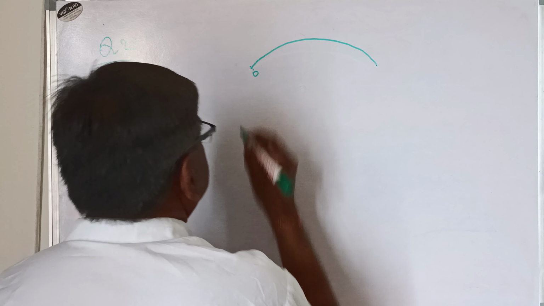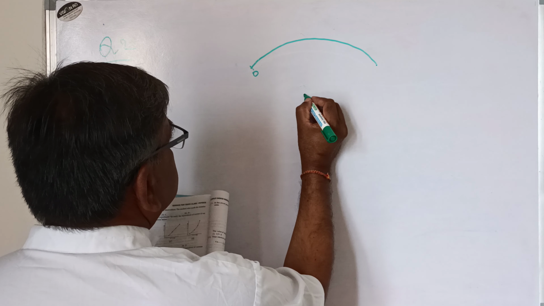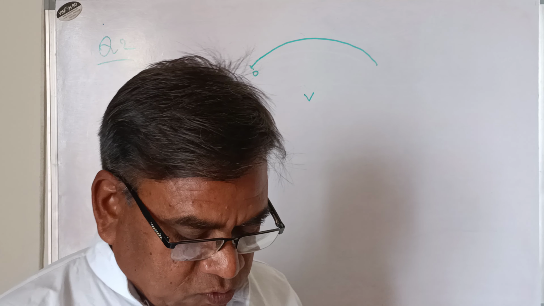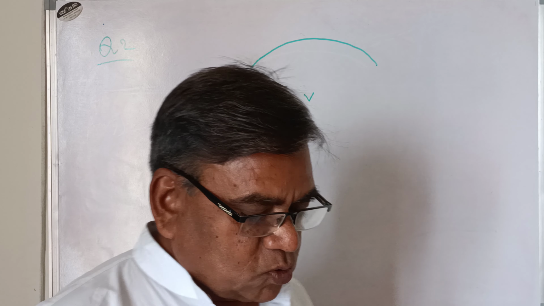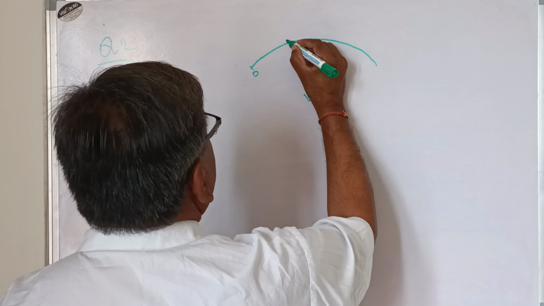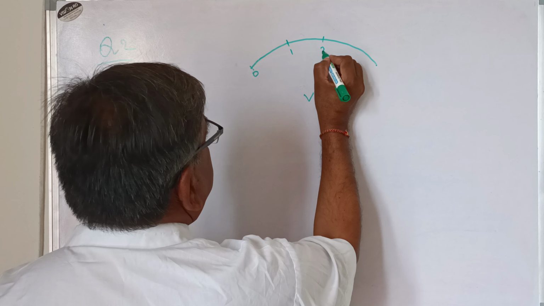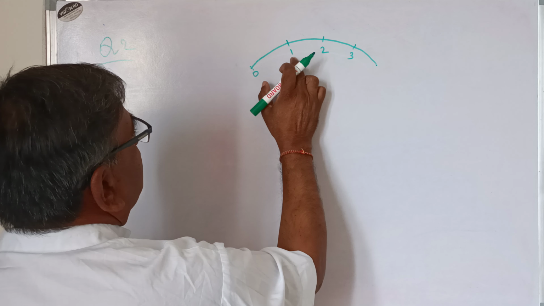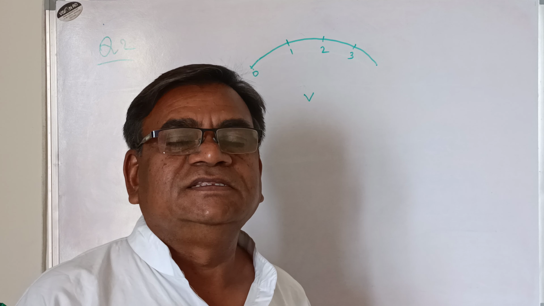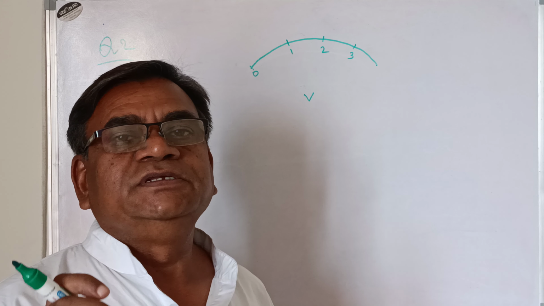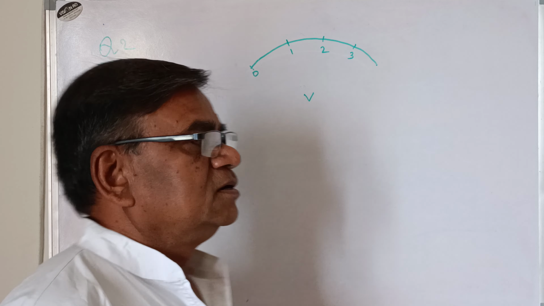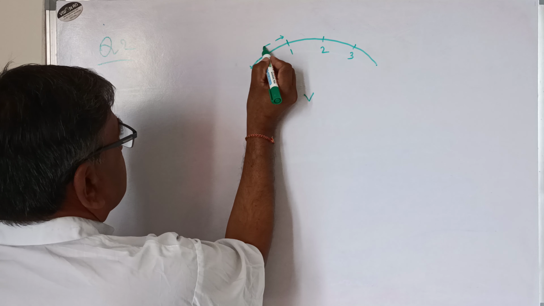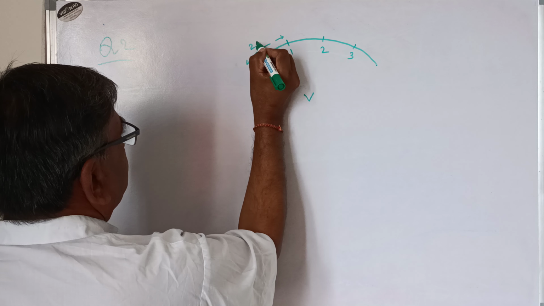This is 0. Voltmeter V. Say, the question says that there are 20 divisions between 0 and 1 volt. Say this is 1 volt. This is the dial. 0 aur 1 volt ke beech mein 20 khane hai. There are 20 small divisions between 0 mark and 1 volt mark. So this is 0 mark, this is 1 volt mark. Between 0 and 1, it is equally divided into 20 divisions.